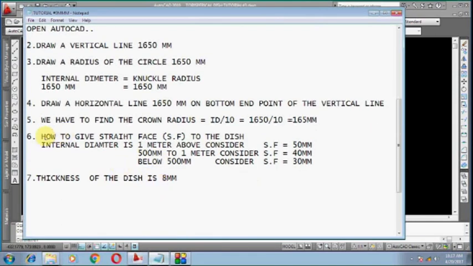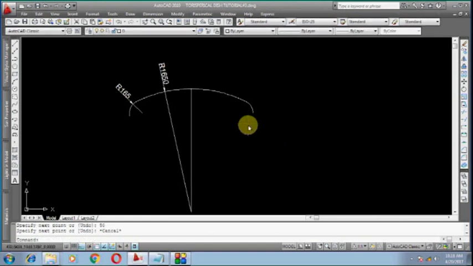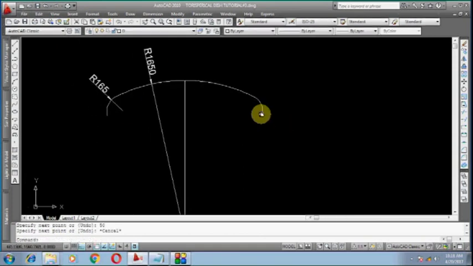Next, how to give a straight face to the dish in AutoCAD. If the internal diameter is 1 meter and above, consider a straight face of 50. From 500 mm to 1 meter, consider a straight face of 40. Below 500 mm, consider a straight face of 30 mm. This is a dish above 1 meter, so I am taking a straight face of 50 mm. Draw a line of 50 mm length on both end points. Check the dimension by using linear.